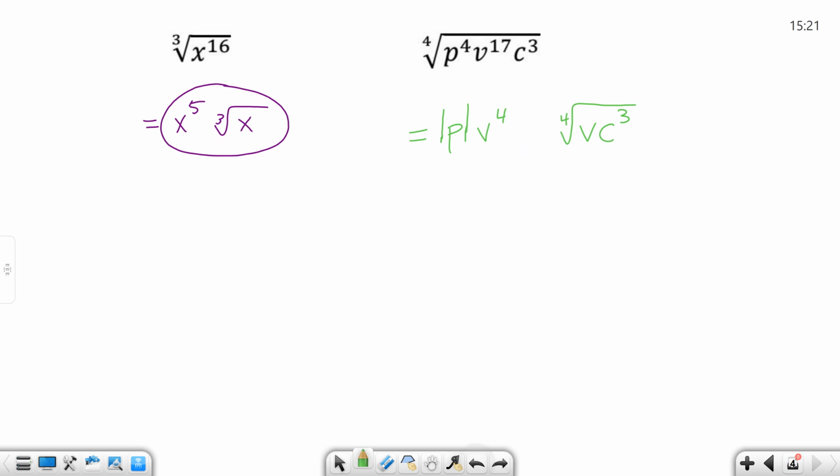Now, I left too much space here for my v's and my c's. So then I'm going to rewrite this all together. Absolute value of p times v to the fourth times the fourth root of v c to the third, and that is my final answer there, all right?